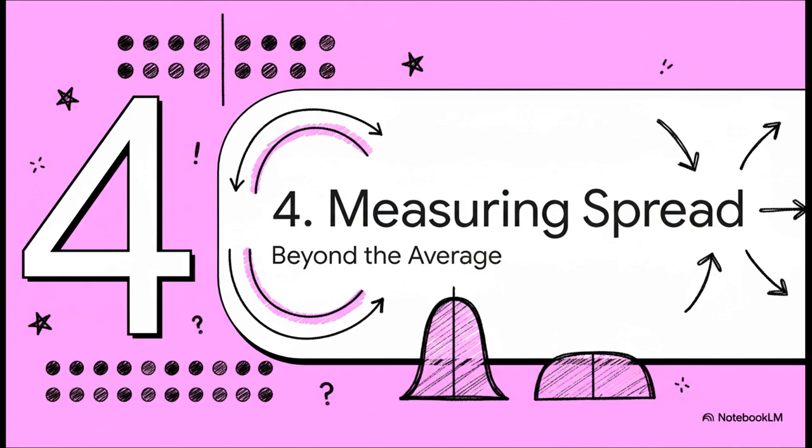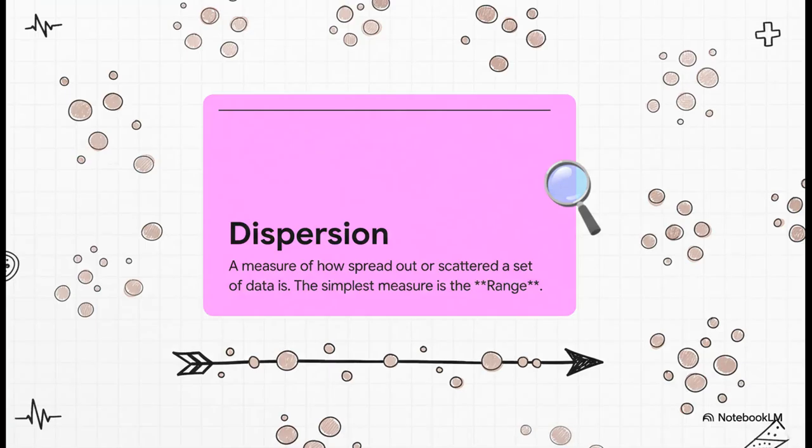On to Section 4, measuring the data spread. You see, knowing the center of your data is great, but it doesn't tell you the whole story. You could have two groups with the exact same average, but they could look completely different. To understand why, we need to measure their spread. This idea of spread is called dispersion. It basically tells us if our data points are all clustered tightly together or if they're scattered all over the place.